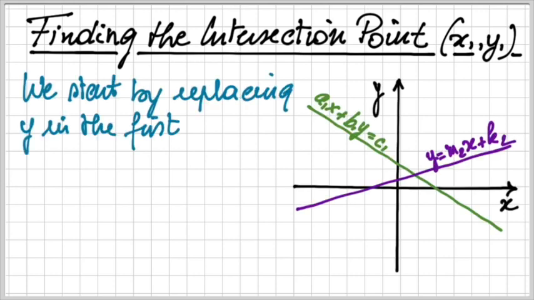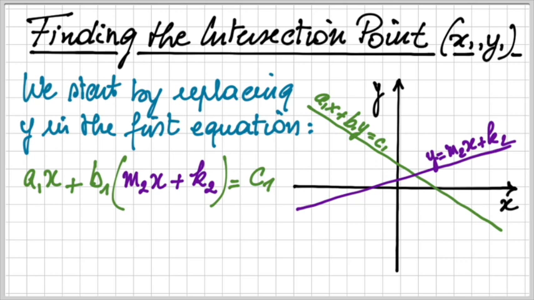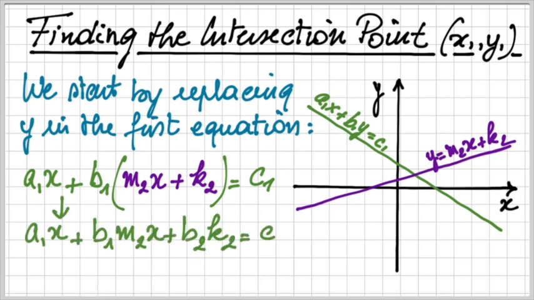We start by replacing y in the first equation, because we already have the expression y is m2x plus k2, so we don't have to make our lives more difficult. So we replace it in the first expression, so we have a1x plus b1, and here we replace y by the point slope expression of the second line. So we have here m2x plus k2, and that is equal to c1. So now we have only one unknown, which is x, and we can write this in a different way. When we multiply out the brackets, we find a1x plus b1m2x plus b1k2 is equal to c1.